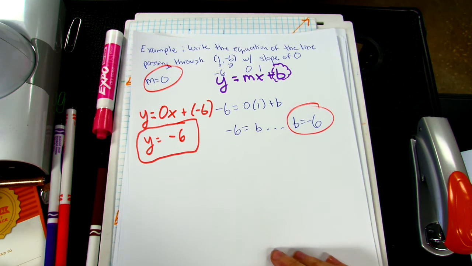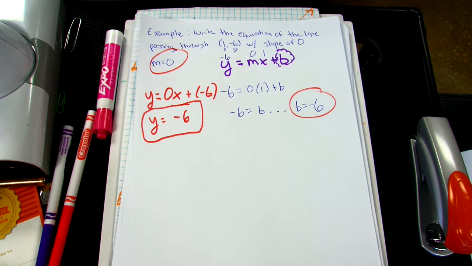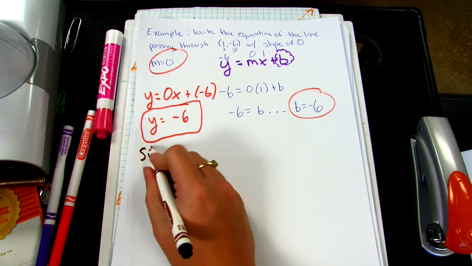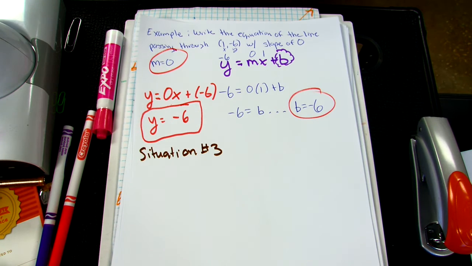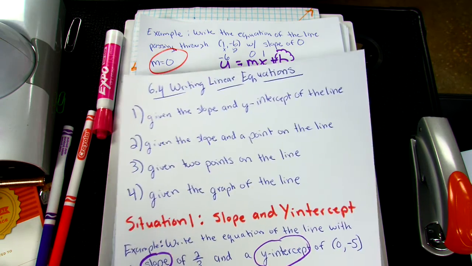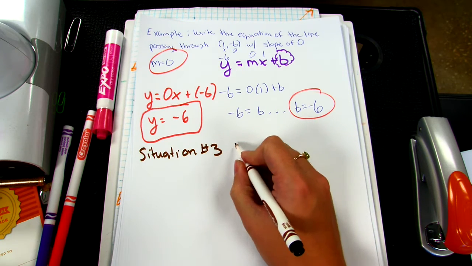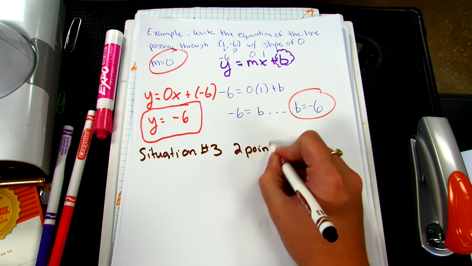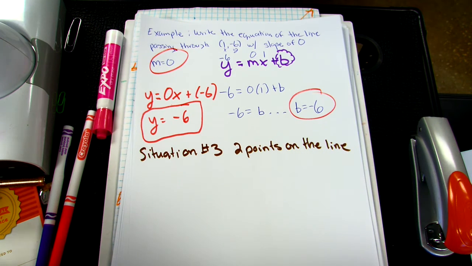All right, now let's talk about case number 3, situation number 3, which says you are only given 2 points on the line. So situation number 3, 2 points on the line. That's all you're given. You're not even given the slope. You're just given the 2 points.